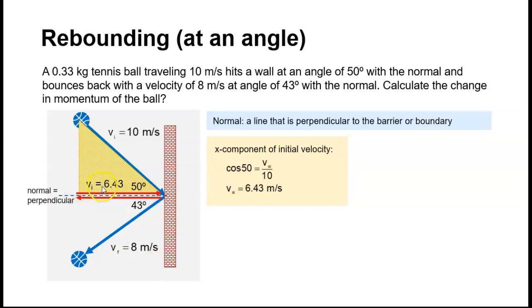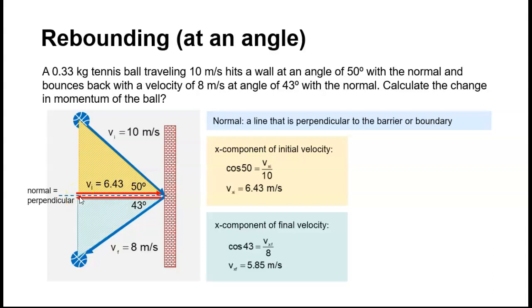So now I know the incoming velocity. Now I need to know this outgoing velocity. Let's do the same thing. Let's make a triangle. And again, cosine of 43 will be the adjacent, that's the x component, over the hypotenuse. And we can calculate that the x component will turn out to be 5.85 meters per second.